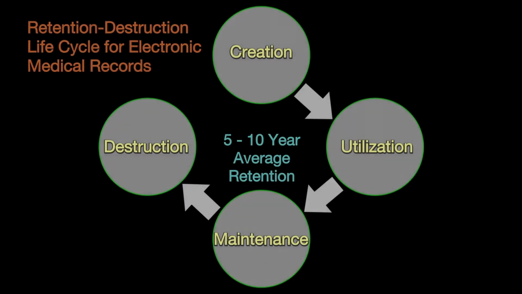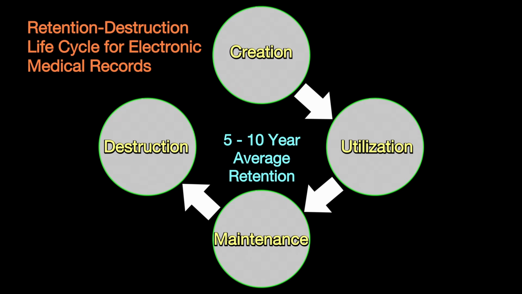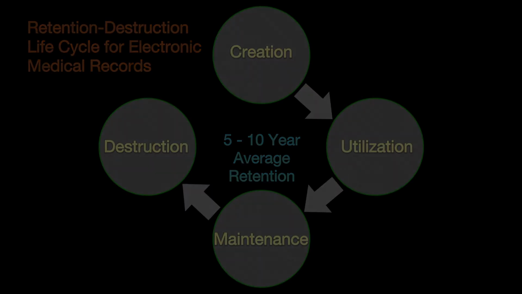Medical records currently have, on average, a 5 to 10 year life cycle for retention destruction. Each state has its own requirements for patient medical record retention destruction, so always follow your state local policy when managing patient medical records. Once a medical record is created, the record is utilized for diagnosis, treatment, and then maintained for the required amount of time before the destruction cycle. Again, state law on the subject of patient medical records indicates that medical records may be destroyed after the required 5 to 10 year maintenance period.